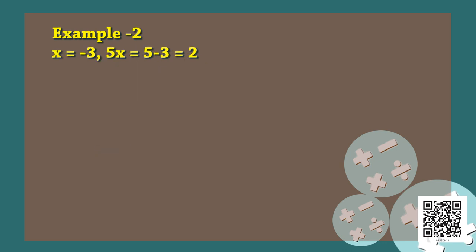Now, consider the second example. Appu did the following: for x is equal to minus 3, 5x is equal to 5 minus 3, that is equal to 2. What is the mistake he did? In the 5x, it is actually the product of 5 and x. Therefore, for x is equal to minus 3 means we have to multiply 5 into minus 3. He did 5 minus 3, that is the mistake he did.